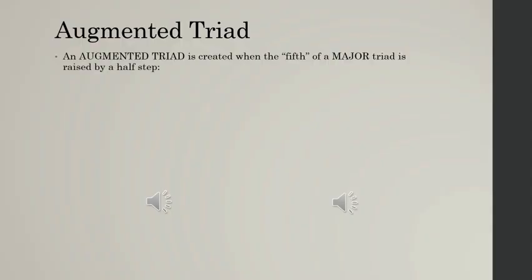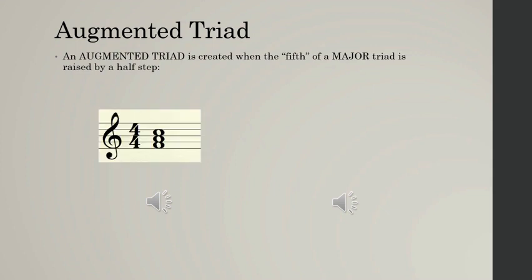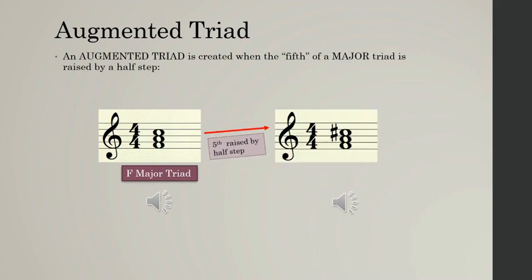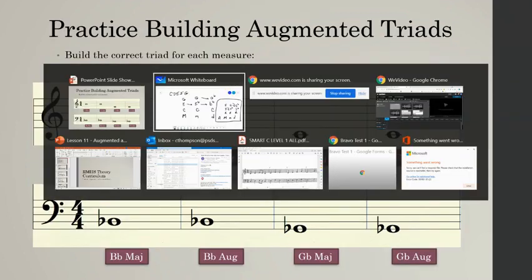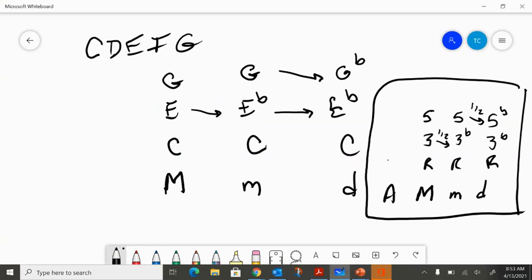The augmented triad is what happens when we take the fifth of a major triad and raise it a half step. So if you look at that same F major triad, we're going to just take the fifth scale degree, the fifth of the chord, and raise it by a half step. So C becomes C sharp, and I have what we call the augmented triad. So, my root, my third, and then my fifth goes up a half step to a sharp 5.